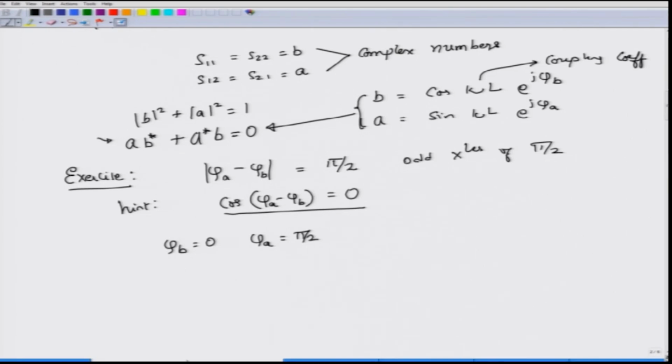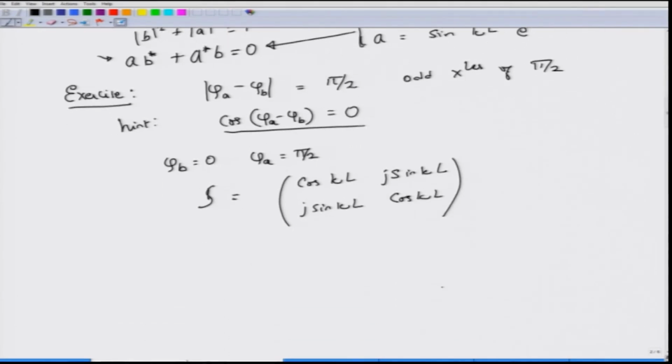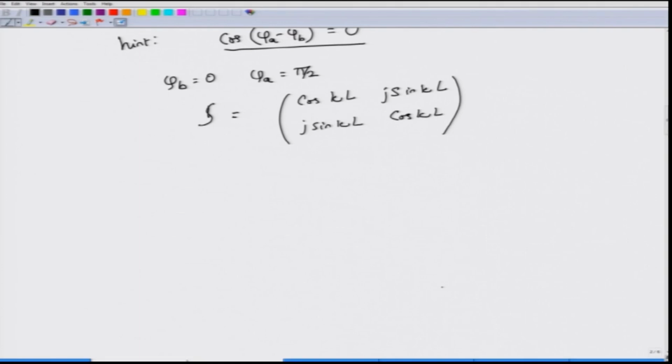This equation still satisfies my phase constraint because the phase difference between these two is equal to pi by 2. So, putting all these values back, you get the coupler matrix as cos kappa L, j sin kappa L. You can ask why j: because e to the power j phi a, e to the power j pi by 2, is nothing but j, right. So, you get j sin kappa L and cos kappa L. So, this is your coupler matrix. You can show that this coupler matrix satisfies the Hermitian property.